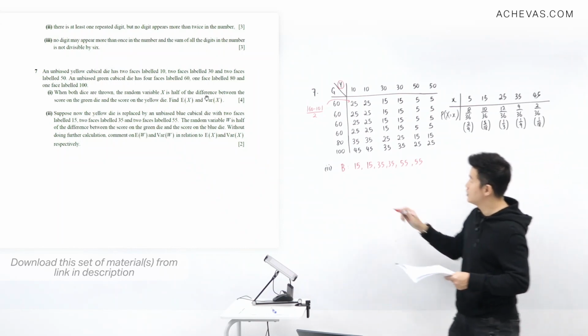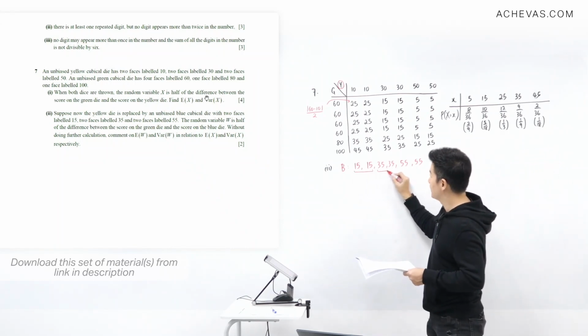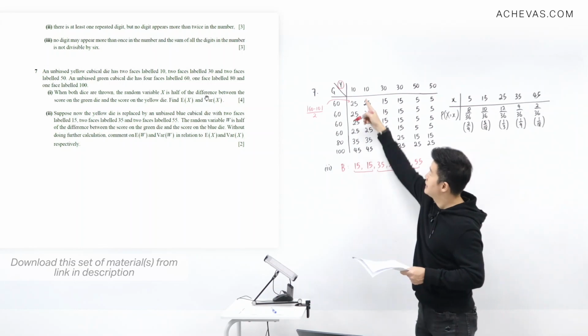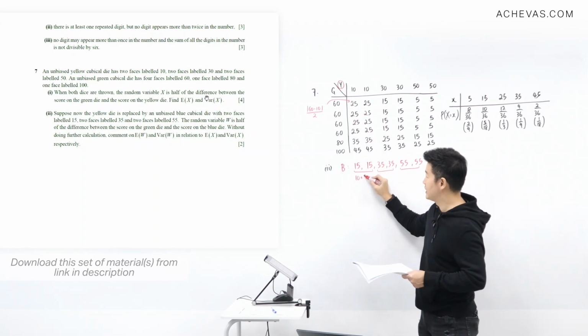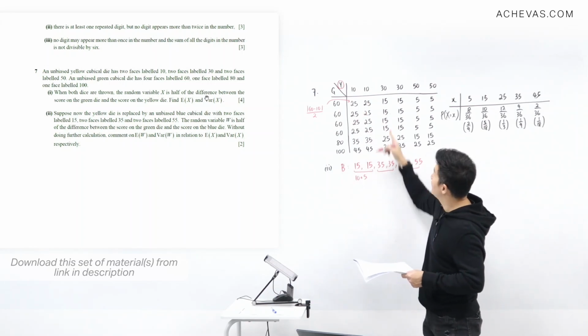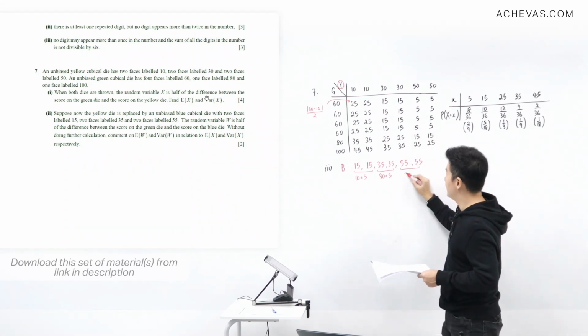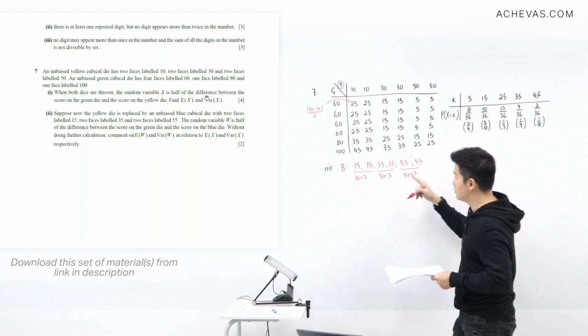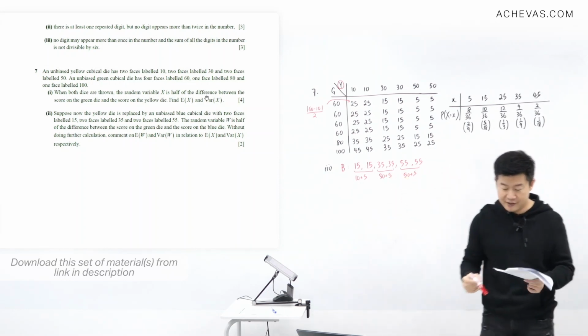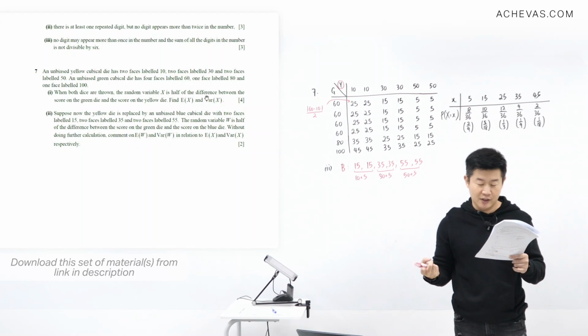And we can see that actually this number, 15, is 10 plus 5. So we have 10 plus 5 is equal to 15. And 35 here is actually 30 plus 5. And 55 is 50 plus 5. So the blue dice number is actually related to the yellow dice.